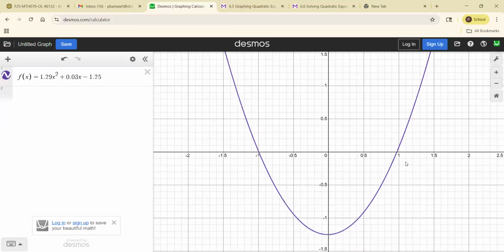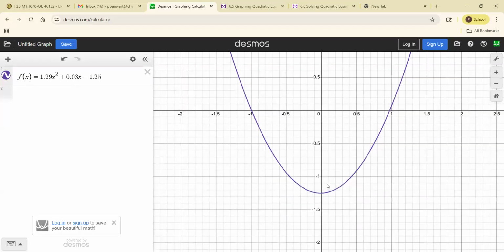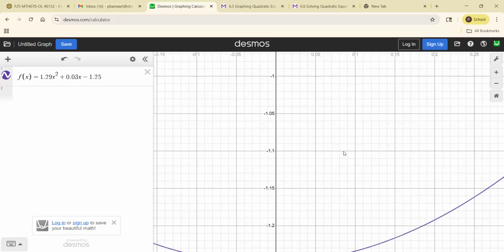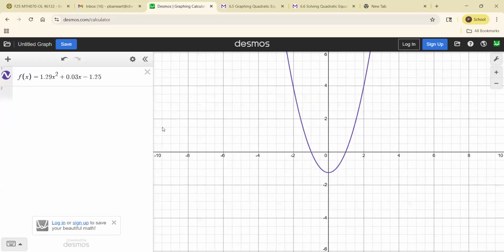There we go. All right, so I can answer some questions about it. I could say, I've got these two x-intercepts. Those don't look like rational numbers. So if I wanted to find out what they were with exact values, I'd probably need the quadratic formula. It's really hard to tell, but I think we have a vertex and a y-intercept, which are not the same values. Hard to see on a graph, but that's all right.